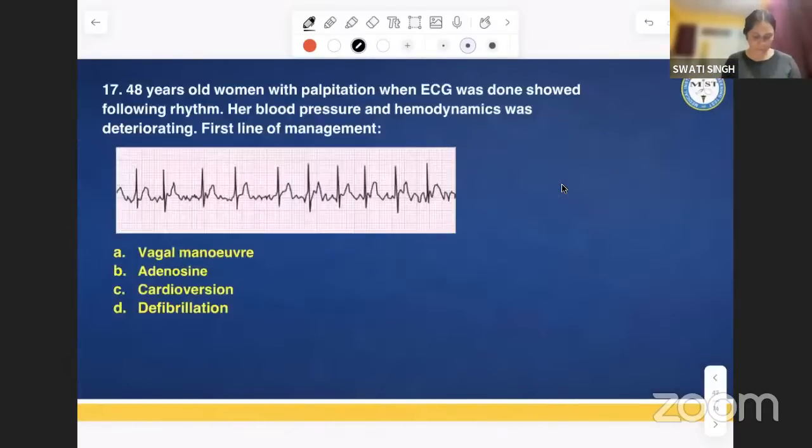Okay. Next, a very important question. A 48-year-old woman with palpitation, when ECG was done, it showed the following rhythm. Her blood pressure and hemodynamics were deteriorating. What is the first line of management? Okay guys, who will tell me the answer? The patient is having palpitation, ECG was done, this is the ECG we see. And what is the management? That's the question. What is the answer?